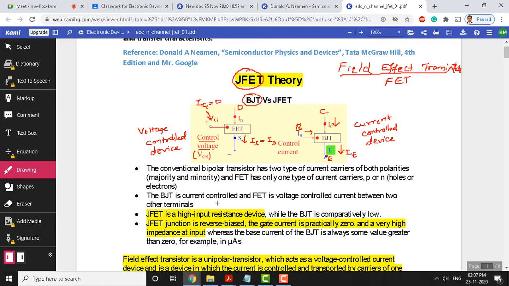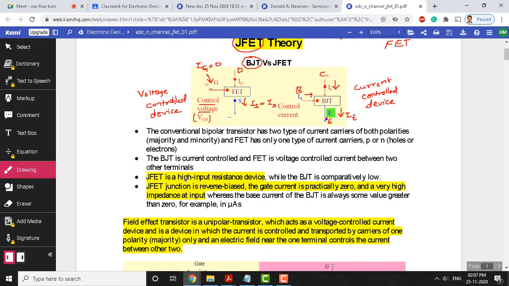Okay, so BJT is a current controlled device, whereas FET is a voltage controlled device. So the voltage is used to control the current flow between the source and drain. Okay. And looking at this from the resistance point of view, JFET has very high input resistance. The resistance, if you see from this input side, between gate and source, the RI is going to be very high for the FET.